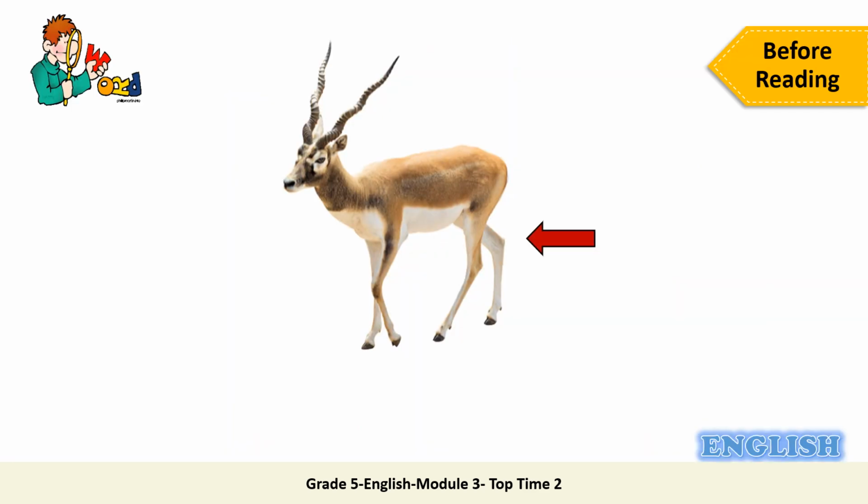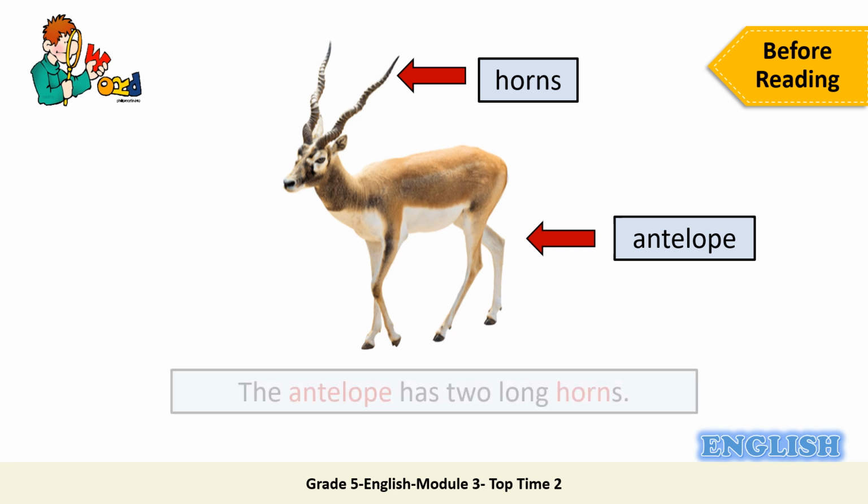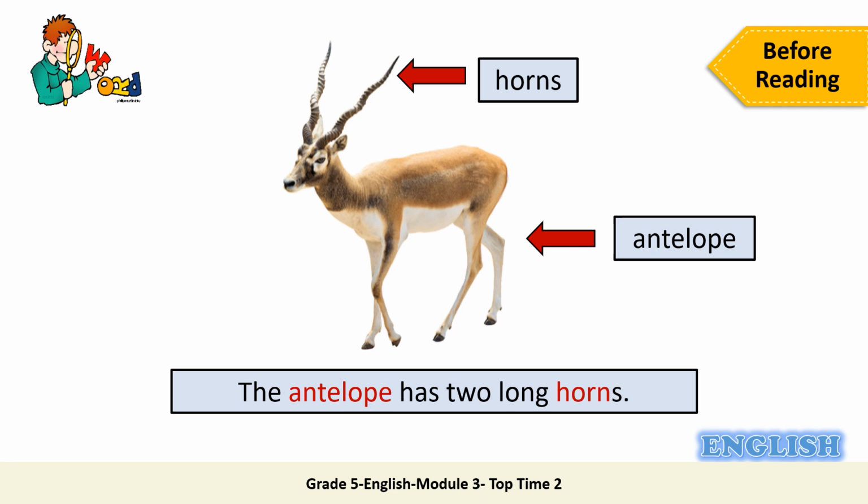Let's start our lesson by learning some new words. Look at this picture. What do we call this animal? Very good. Antelope. And what do we call these on its head? Excellent. Horns. Let's put them in a sentence. The antelope has 2 long horns.